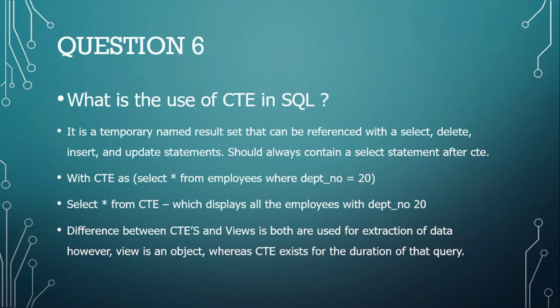And the query includes WITH CTE AS SELECT * FROM employees WHERE department equal to 20. So select star from employees where department number equal to 20. The result set will be in a temporary table called CTE, and after that you need to include the select statement, SELECT * FROM CTE, which displays all the employees with the department number 20. When you don't include it, it will raise an error, because the syntax says that when a CTE is used, you need to include a select statement after that.